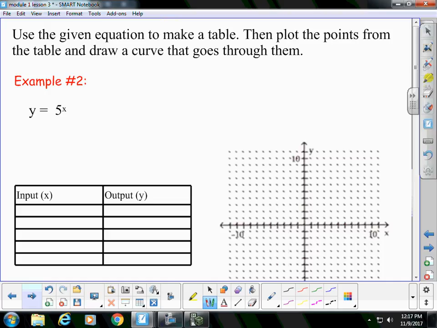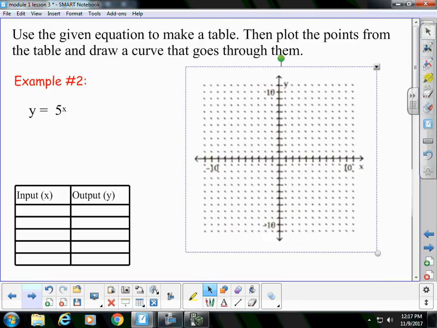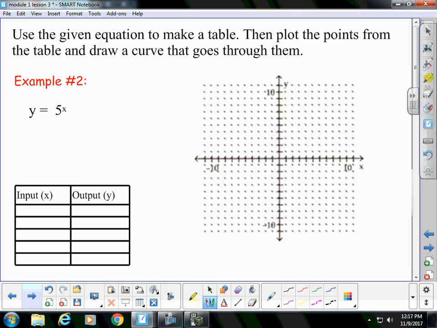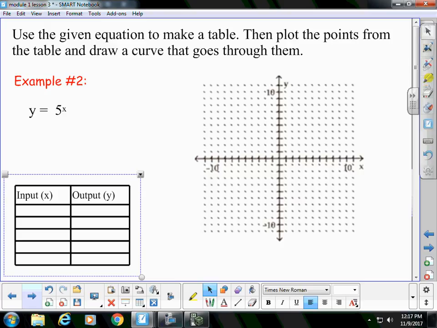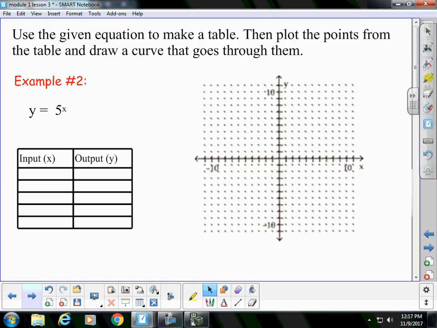Okay, so now we're going to do like we did yesterday, where we do some input-output tables, plug some numbers in and make a graph, so we can see our exponential curves. This time we're plugging into the exponent. We're going to use the same numbers we used yesterday, so maybe plugging in -2, -1, 0, 1, and 2. That way we'll see both sides of the curve.